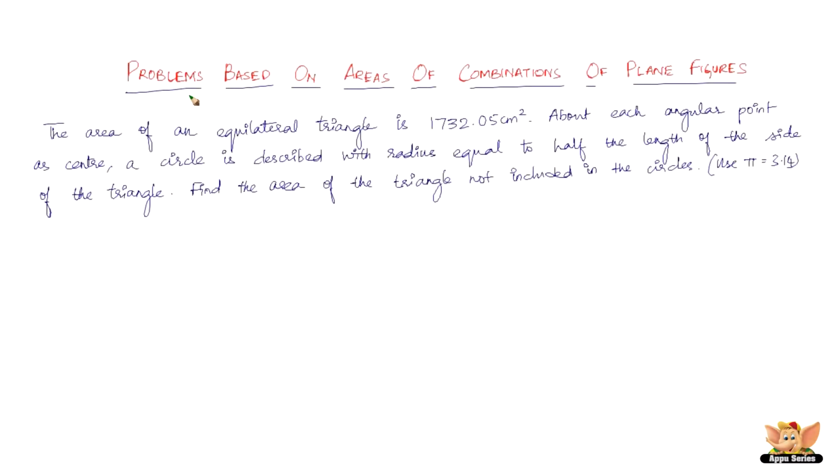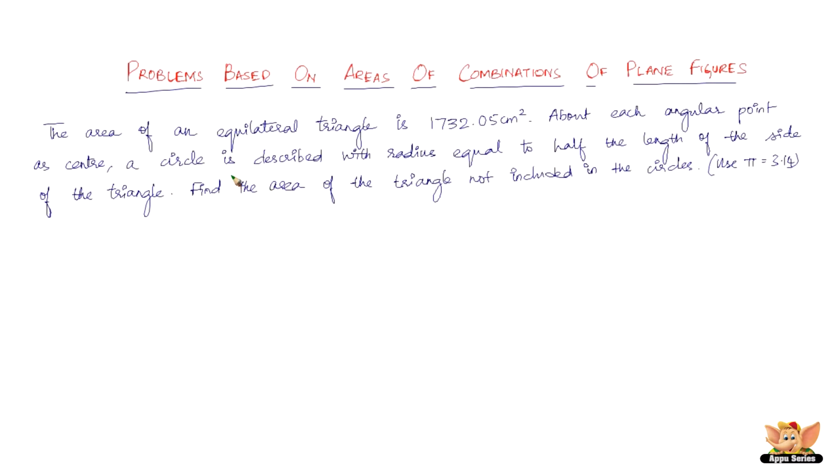In this video, let us continue to solve problems based on areas of combinations of plane figures. We've got a problem here which reads like this. The area of an equilateral triangle is 1732.05 centimeters square. About each angular point as center, a circle is described with radius equal to half the length of the side of the triangle. Find the area of the triangle not included in the circles and use pi as 3.14.